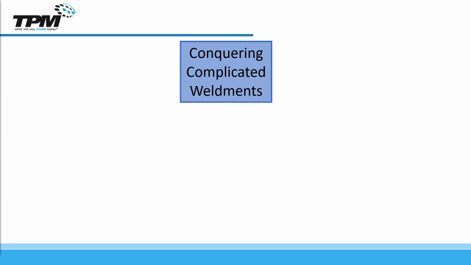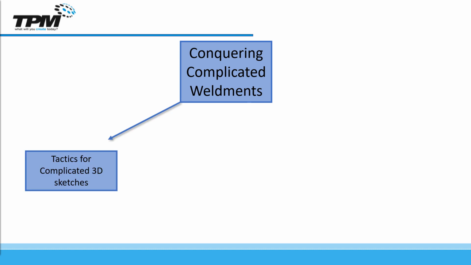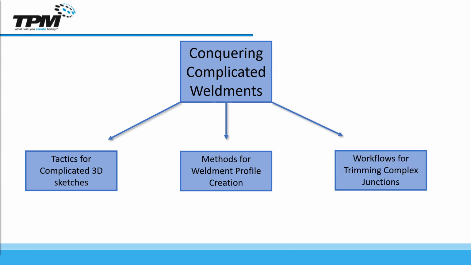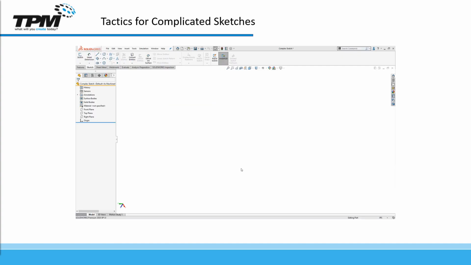So, how do we create those complicated weldment frames? First off, we need to learn how to tackle the complicated 3D sketches that make up the frames. Then, we need to learn some tricks for creating the weldment profiles themselves. Then finally, we need to know some workflows for trimming the junctions of multiple weldment profiles. Let's take a look at a clip of some tactics to create complicated 3D sketches.